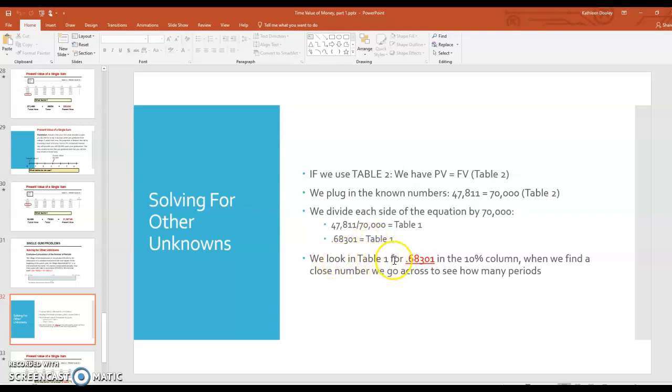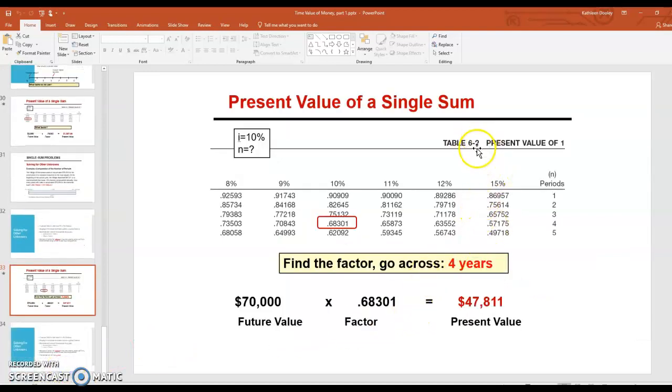We're going to look in Table 2 for 0.68301, and we know that we have a 10% interest rate. So we're going to look down the 10% column for 0.68301, and when we find something close to that number, we'll go across and see how many periods. Here's Table 2, present value of 1. We have interest of 10%, and our N is unknown. We go down the 10% column until we get to 0.68301 and go across, and we see that's 4 periods. So that's the answer: it's going to take us 4 years.